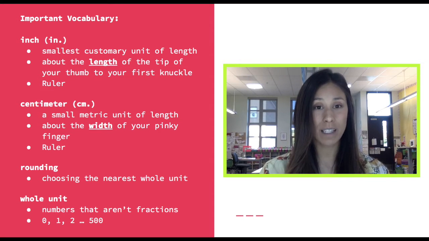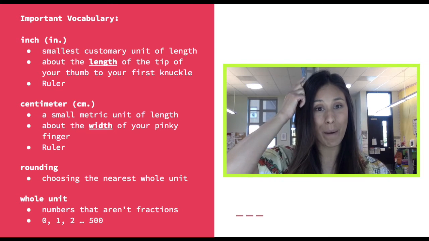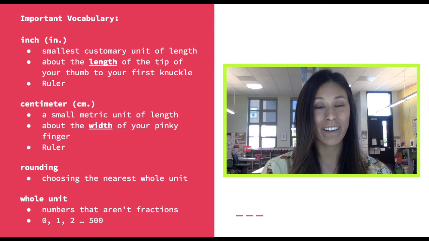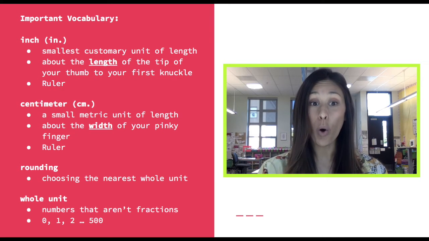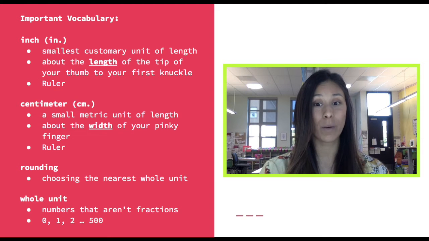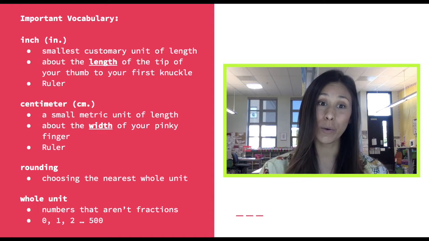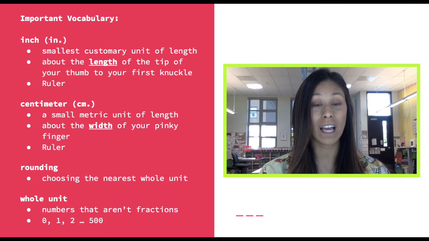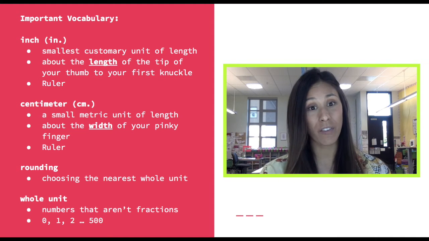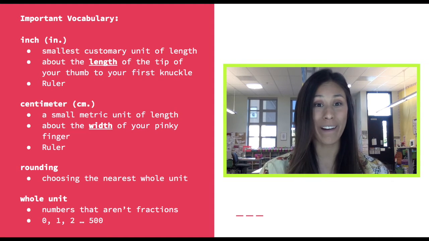Now, yesterday we talked about rounding. Tap your head if you remember the word rounding. Great. Now, remember, rounding just means choosing the nearest whole unit. And that leads us to our last vocabulary word, which is whole unit. So a whole unit is just a number that isn't a fraction. So numbers like 0, 1, 2, 500, 1,000, as opposed to numbers like 1/4, 1/2, 3/4, and so on.